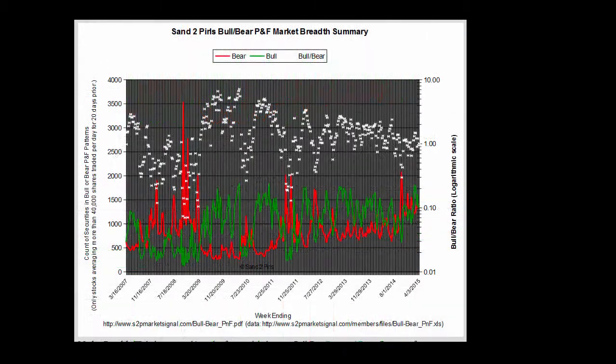Market breadth. With this past week's market fractional decline, our bull-bear point and figure ratio rose from 0.95 to 1.02, rising back into bullish territory. The total count of securities in bullish or bearish patterns rose 1% to 2,758. The count of bearish stocks decreased 3%, while the count of stocks in bullish patterns increased 5%. The Pirls PNF Market Breadth Summary Chart shows us a market now 1 week in bullish territory.